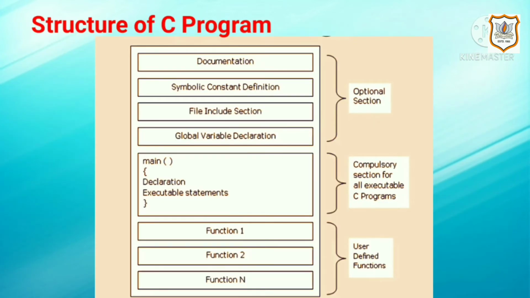Next topic is a structure of a C program. In this structure, first one is a optional section, middle one is a compulsory section, and last one is a user defined functions. Documentation, symbolic constant definition, file include section, and global variable declaration comes in optional section. Main function, curly bracket opening, declaration, executable statement, curly bracket close comes in compulsory section. And last one, function 1, function 2 up to function n comes in user defined function.